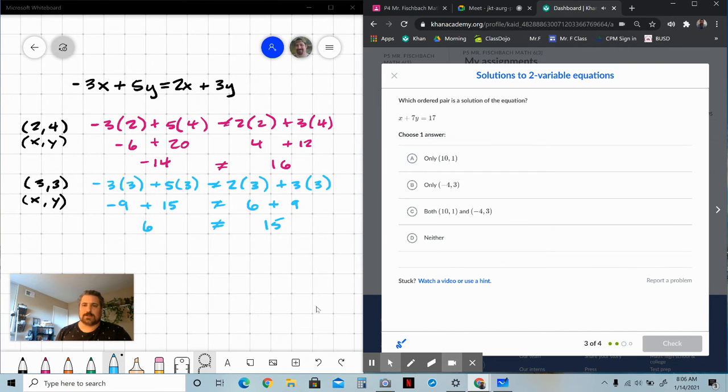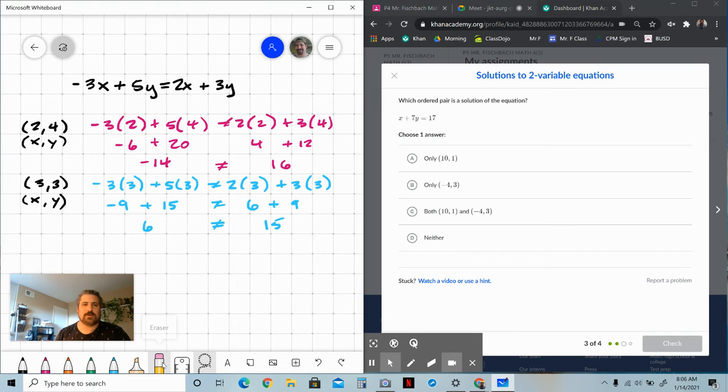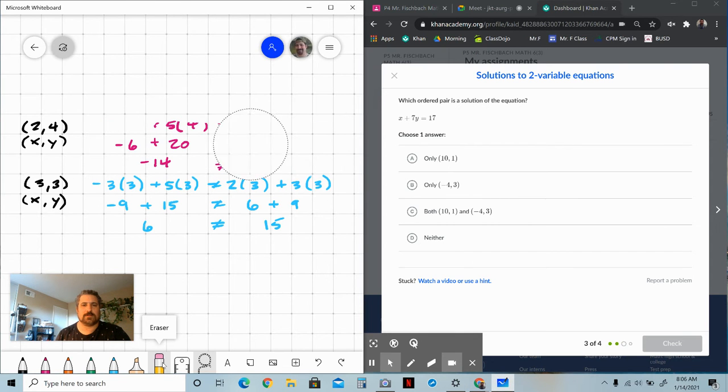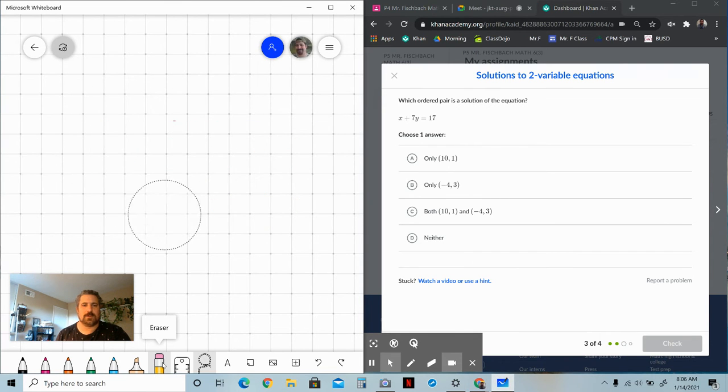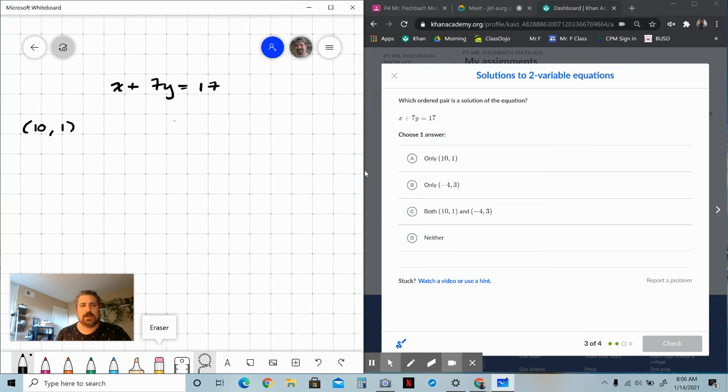All right, let's do the next one. So quickly just reset the board here. Alright, so in this case we've got x plus 7y is equal to 17. The two we're going to test are 10, 1 and negative 4, 3. So the first ordered pair is 10, 1, and the next ordered pair we're going to test is negative 4, 3. Alright, so let's test it out.